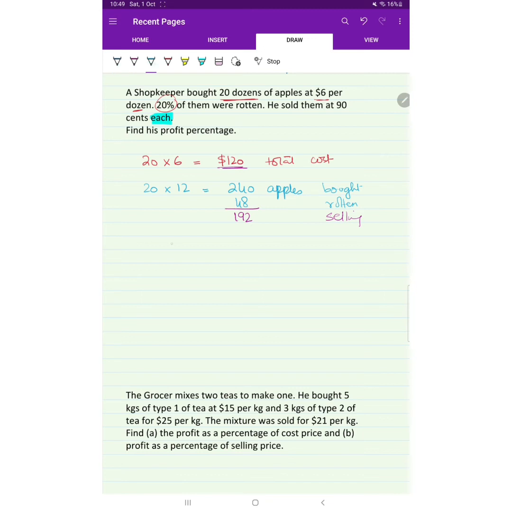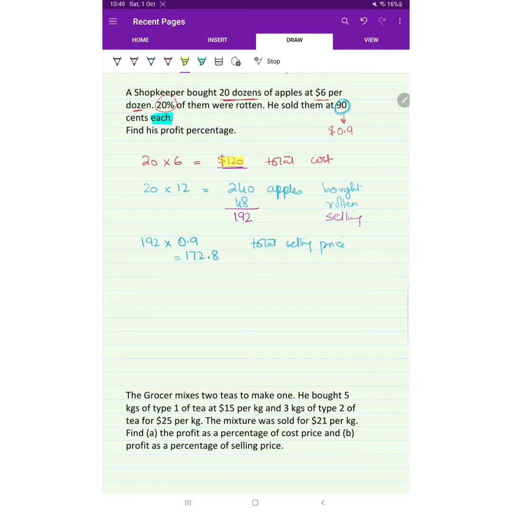What is the total selling price now? Total selling price is 192. He's selling each one of them at 90 cents. I have the entire thing happening in dollars, so I'll change this also to dollars. So this becomes $0.9. 192 into 0.9 will give me 172.8.